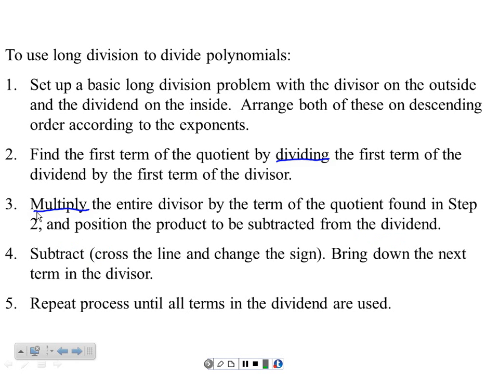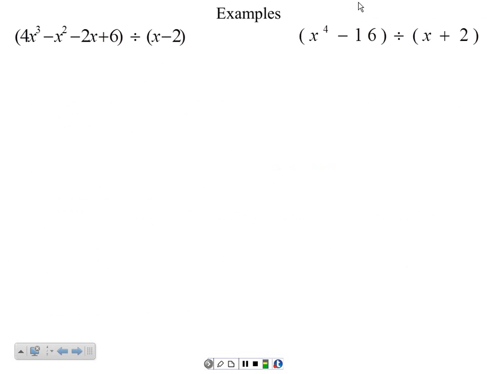Now when you position the product, make sure you line up your like terms. And then you're going to subtract, cross line, change the sign if you need to, and then you're going to bring down the next term, and then you're just going to start all over. So let's see how this goes. Remember: divide, multiply, subtract, bring down. Daddy, mother, sister, brother.